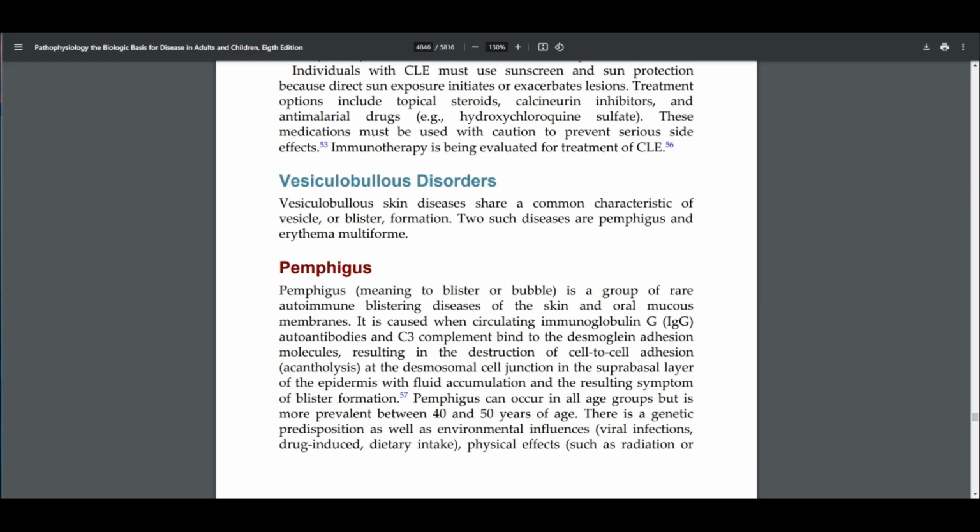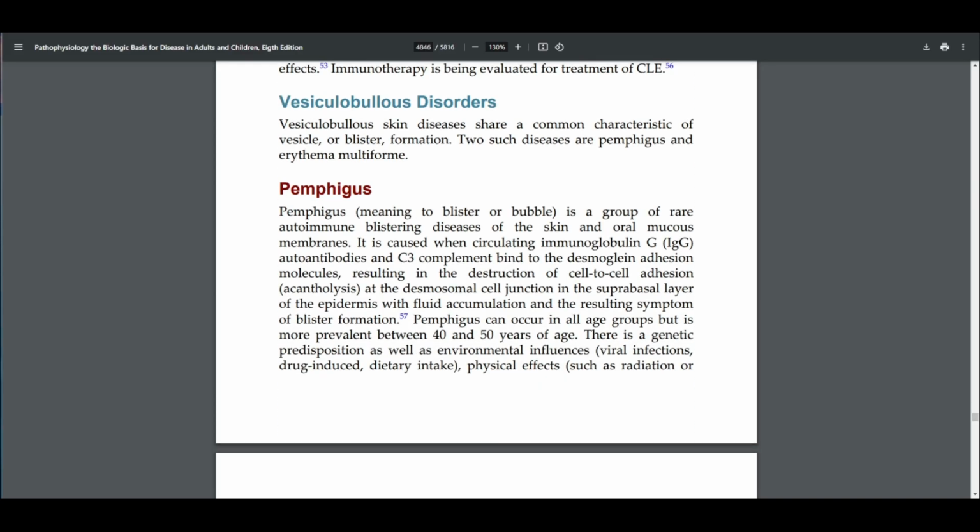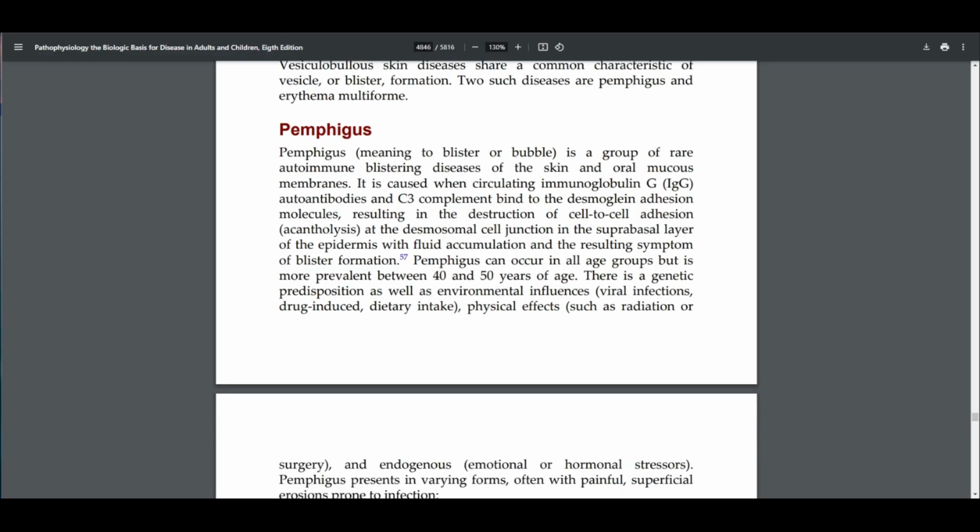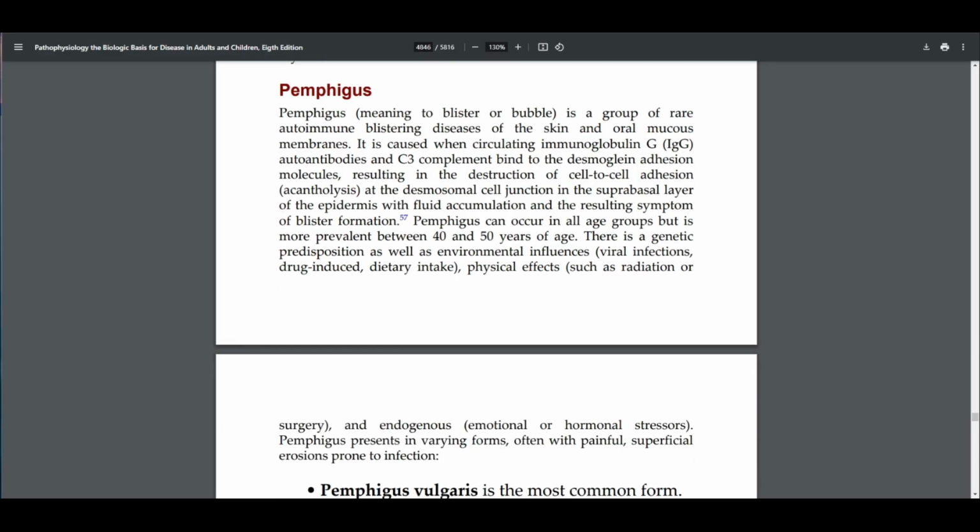Vesiculobullous disorders. Vesiculobullous skin diseases share a common characteristic of vesicle or blister formation. Two such diseases are pemphigus and erythema multiforme. So we'll jump into pemphigus first.